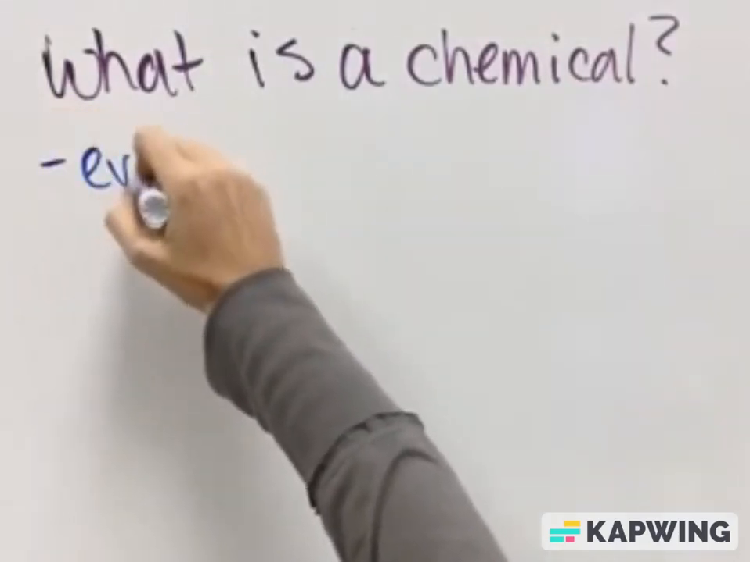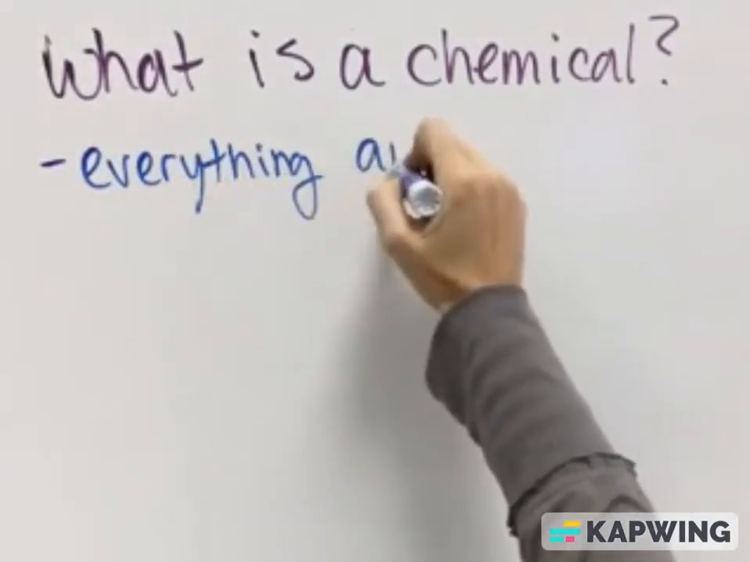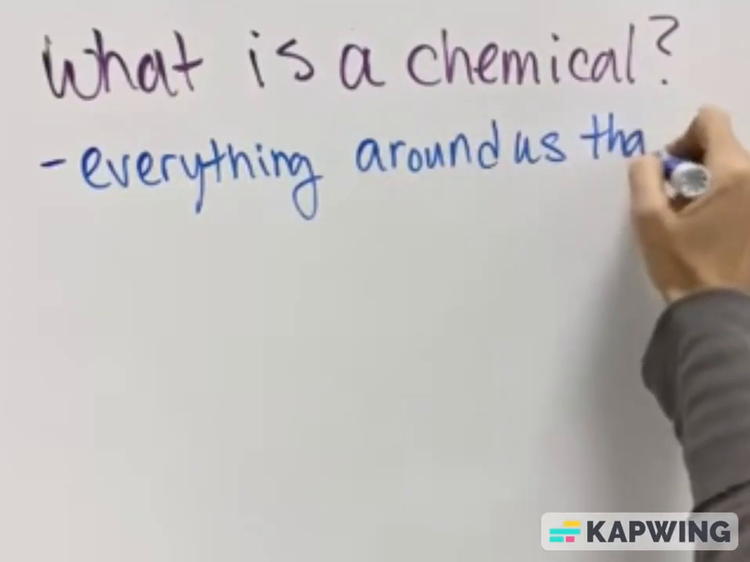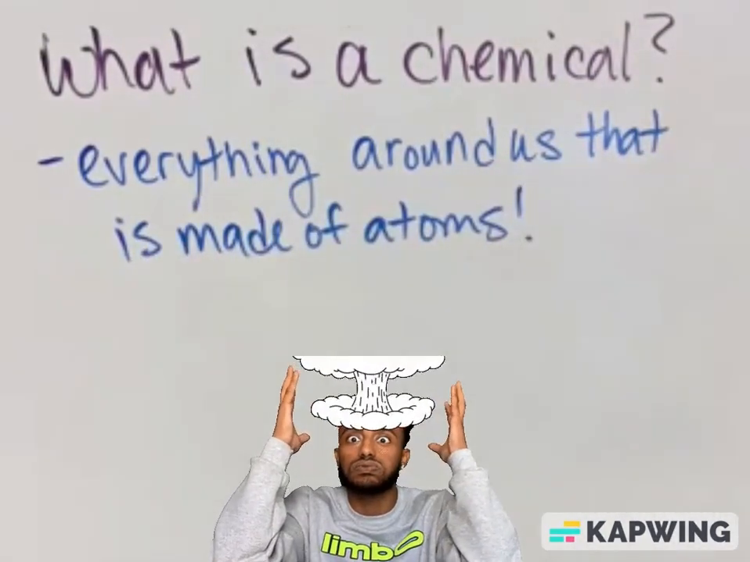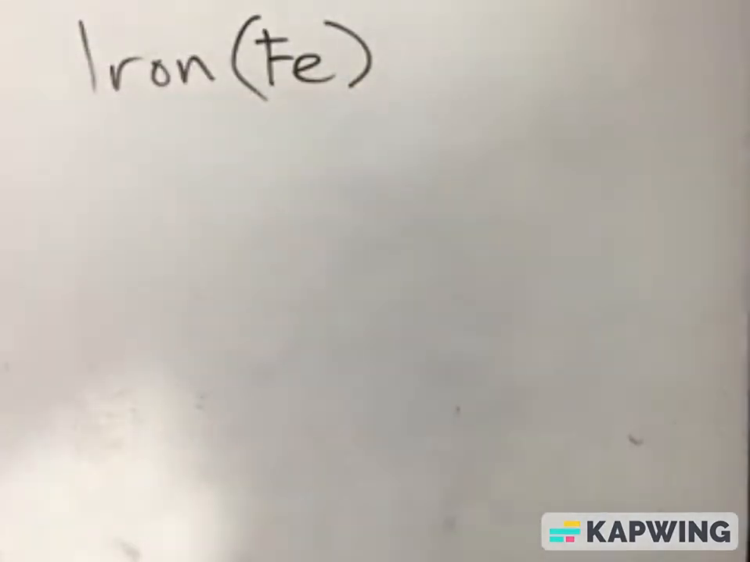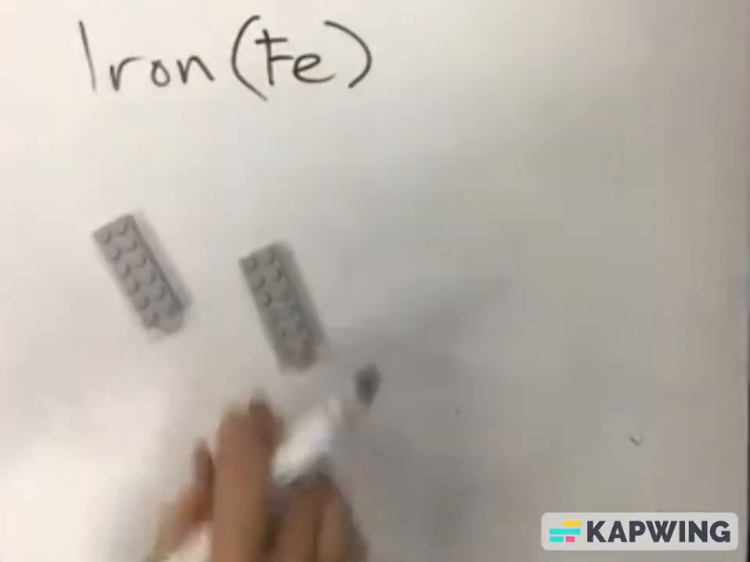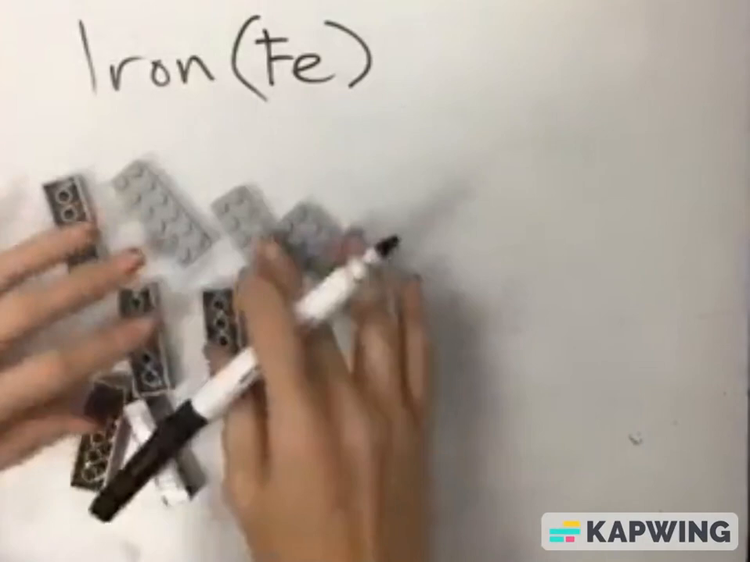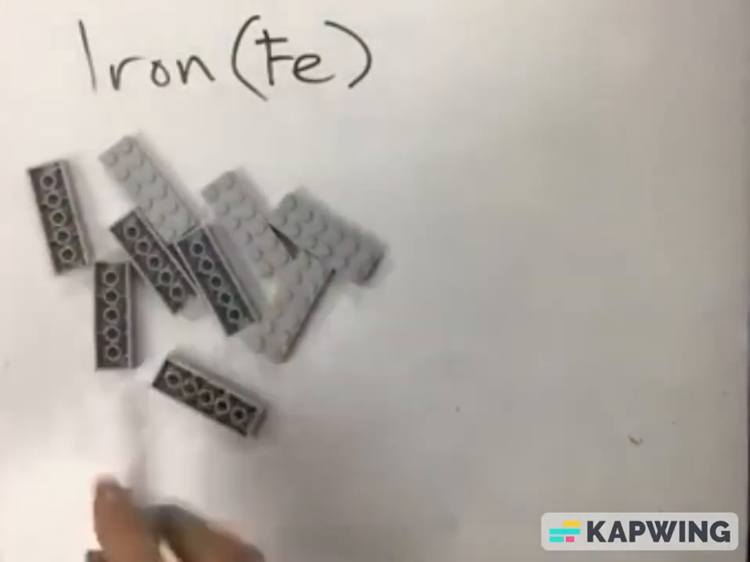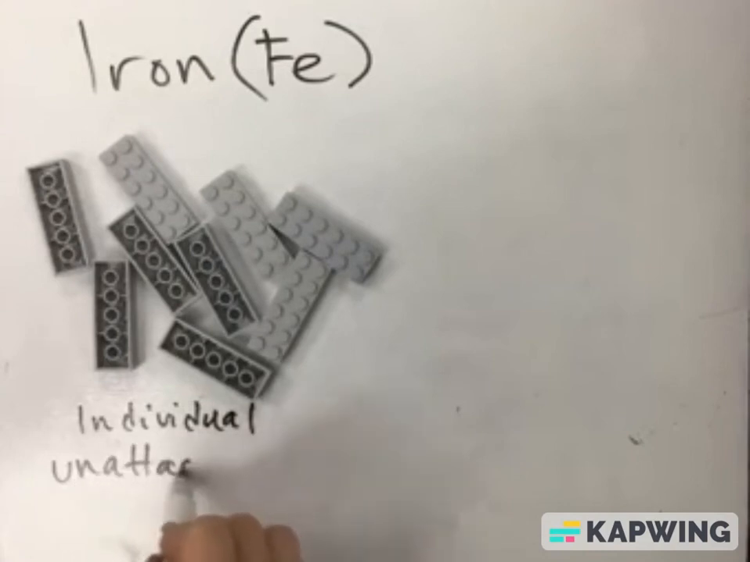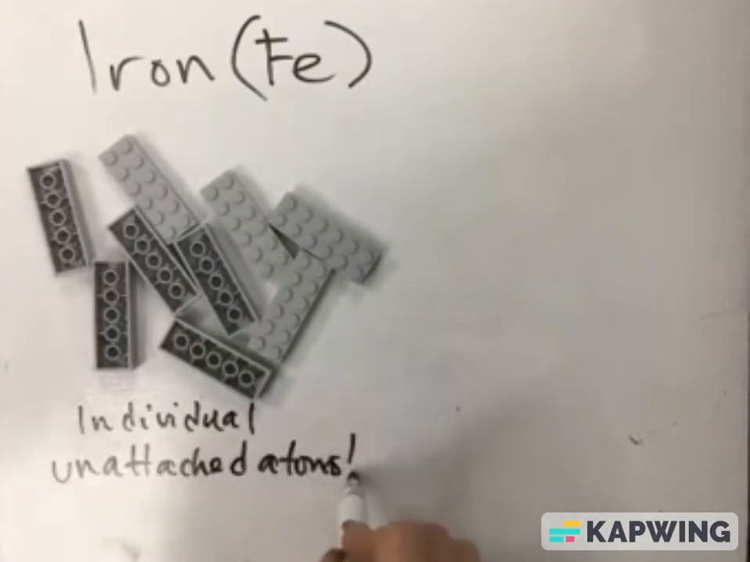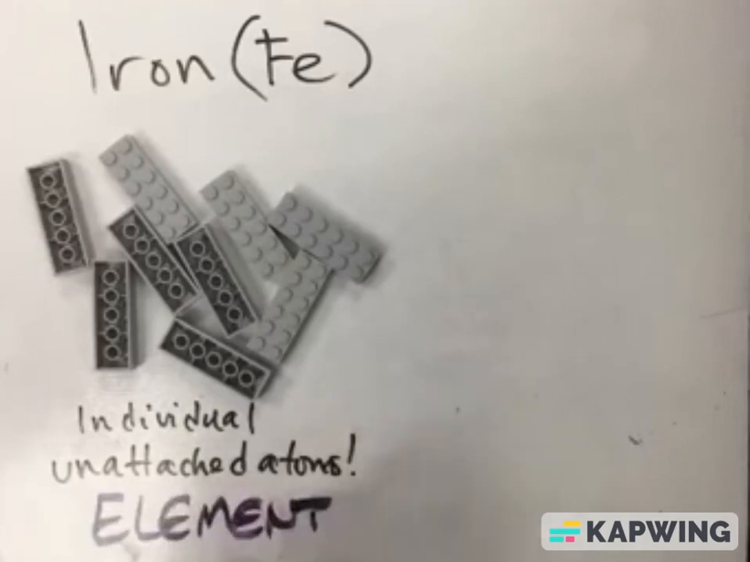And the first question we need to answer is, what is a chemical? Because everybody talks about being really scared of chemicals, but the truth is everything around us is a chemical that is matter because it's made of atoms. Iron is an atom. It's an element, Fe. So if we have a bunch of these guys here, a bunch of the same Lego, then they are individual, unattached atoms, which means that iron is an element. Okay? It's a bunch of atoms.